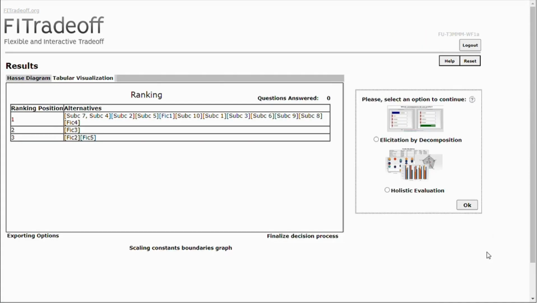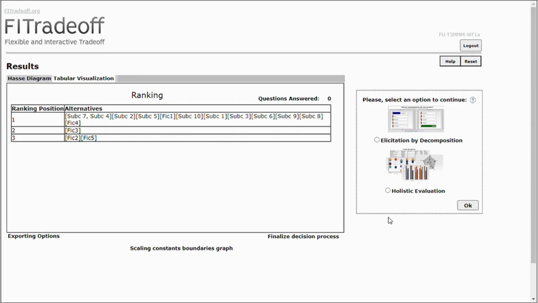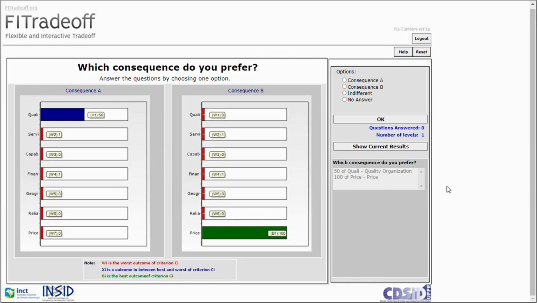After ordering the weights of the criteria, the flexible elicitation begins. A page containing the partial results is displayed to the decision maker. After analyzing the results, it can be chosen to continue the elicitation through elicitation by decomposition or holistic evaluation. This page presents different views that change according to each problematic. The elicitation by decomposition does not differ between the problems.